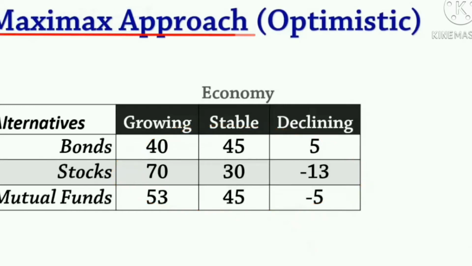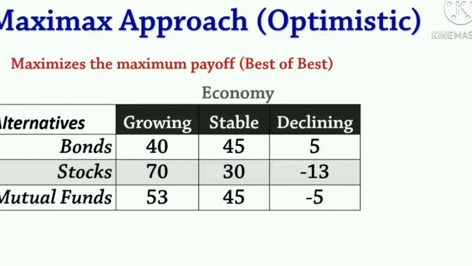The Maximax or optimistic approach. Using this optimistic approach, we choose the alternative with the best possible payoff. Looking at bonds, the best payoff is 45, the best is 70 for stocks, and the best is 53 for mutual funds. The overall best is 70, therefore the decision is to invest in stocks.